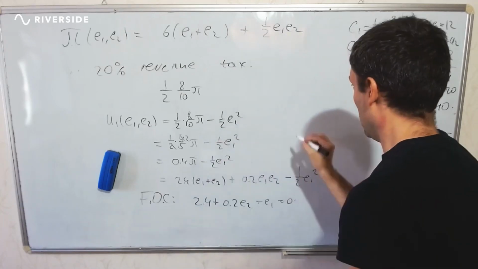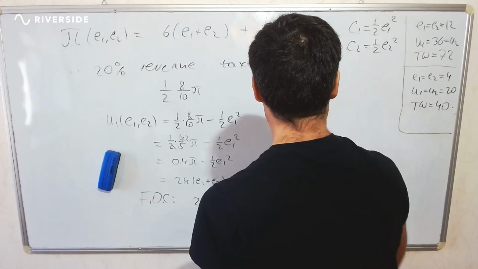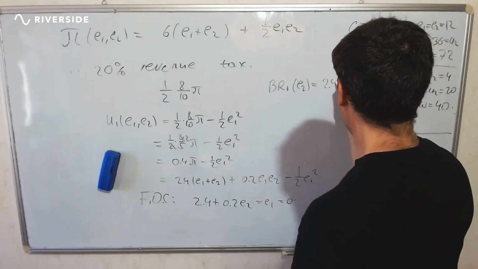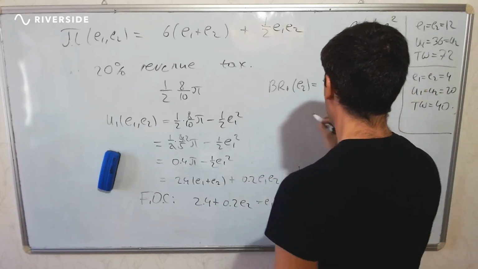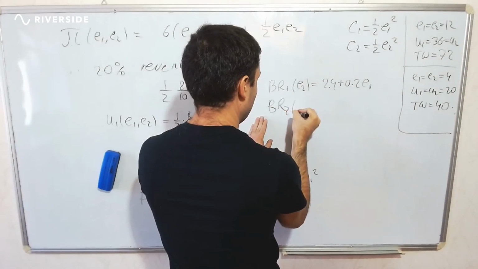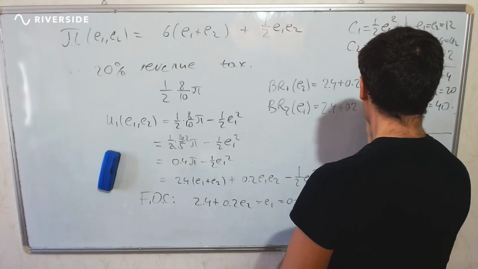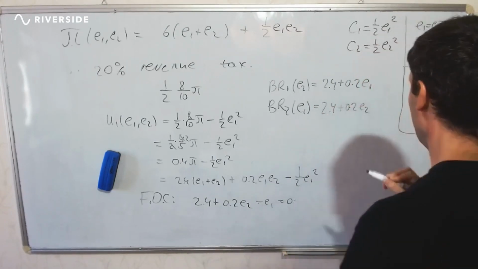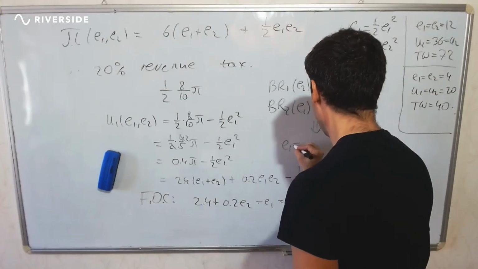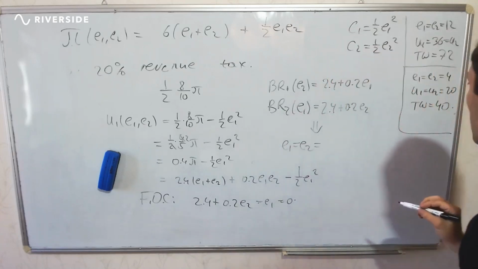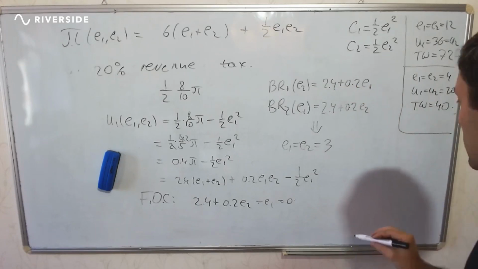So in this problem, our best response of agent 1, the function of effort of agent 2, will be 2.4 plus 0.2 E2. Obviously, best response for the second agent will be given by a similar expression. Of course, taxation is symmetric. And now if you solve this system for Nash equilibrium, you will get 3. Okay. If I plug 3, I can see that it will give me exactly this number.